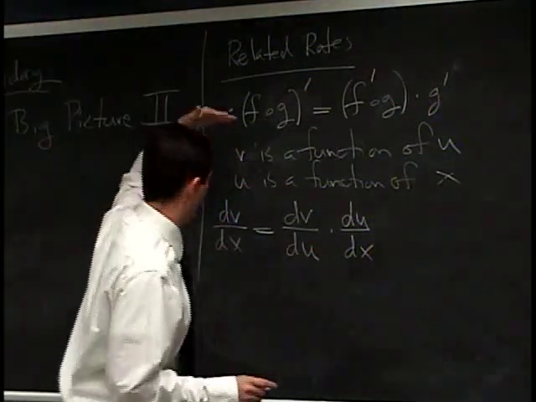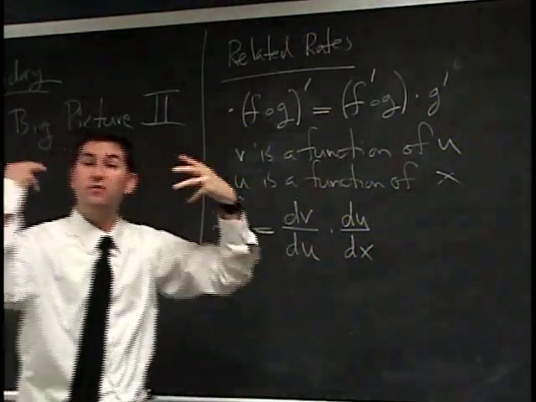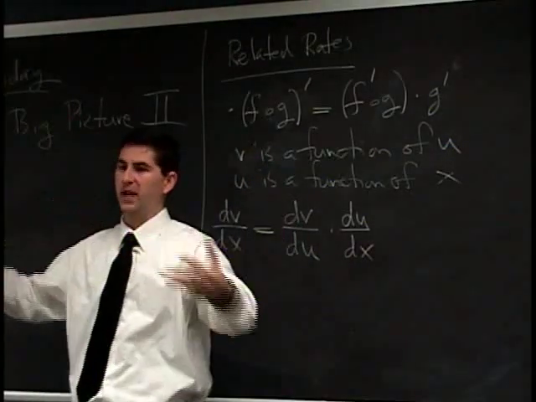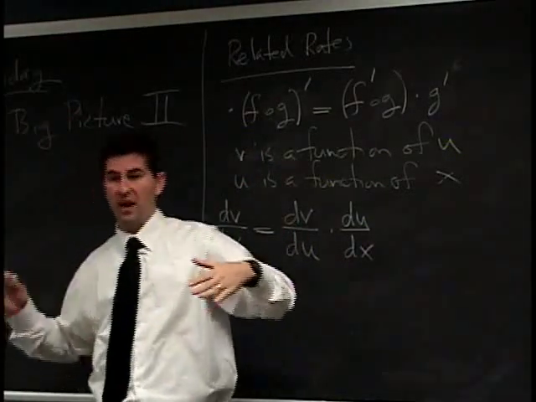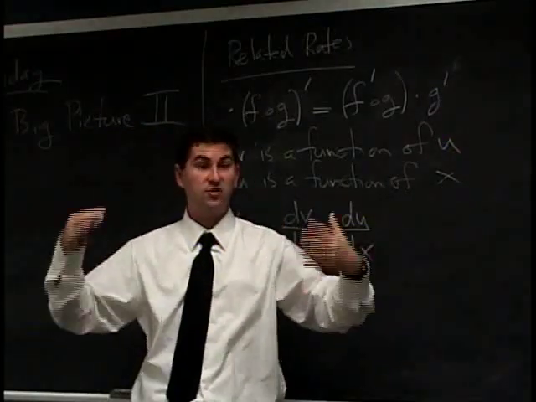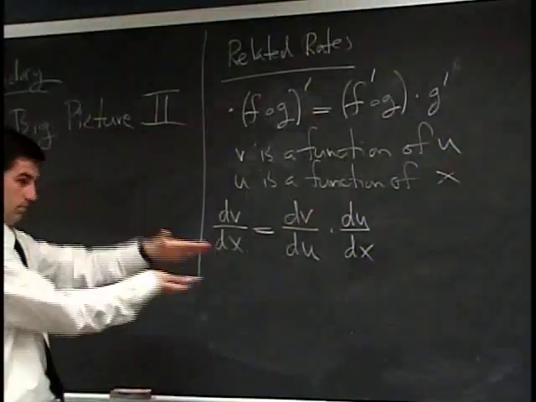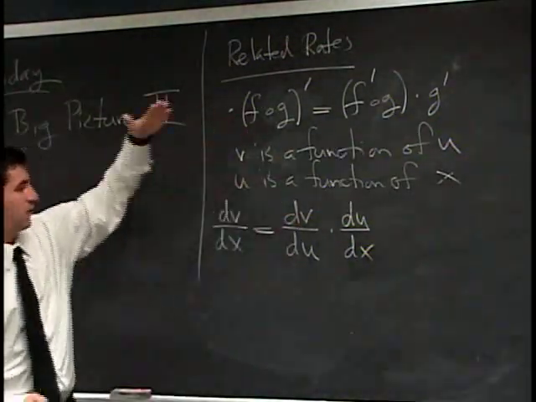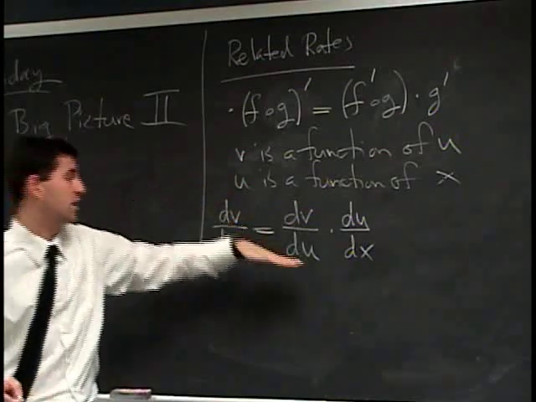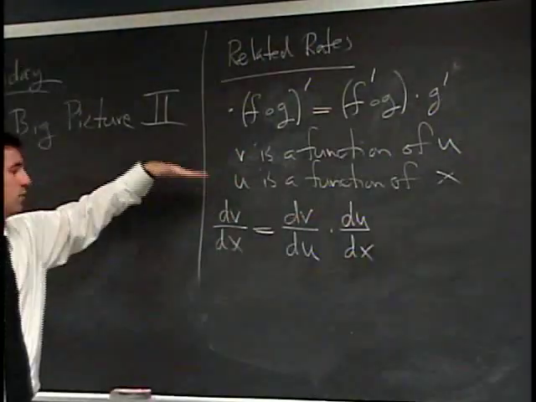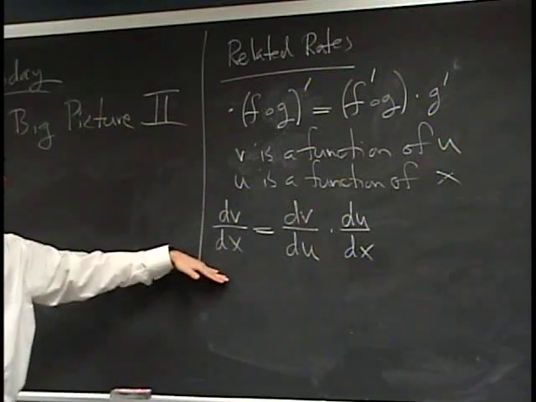Okay. The derivative is telling you the rate of change of something. Okay, so we also said derivative, the slope of the tangent line. Okay, but the slope is how quickly the line is changing, right? It's the rate of change of the line with respect to how far it's going. Okay, so this is saying the rate of change of v with respect to u times the rate of change of u with respect to x equals the rate of change of v with respect to x.